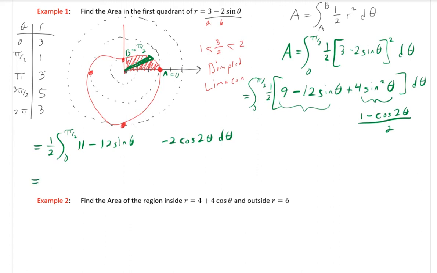That we can take an integral of now. And so we have 1/2 times 11 theta plus 12 of cosine of theta. And this is going to give us minus 2 divided by 2, or just 1 times sine of 2 theta, from 0 to pi halves.